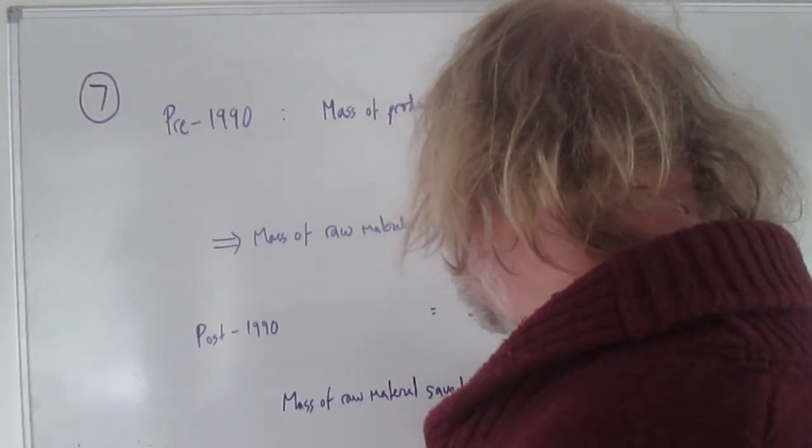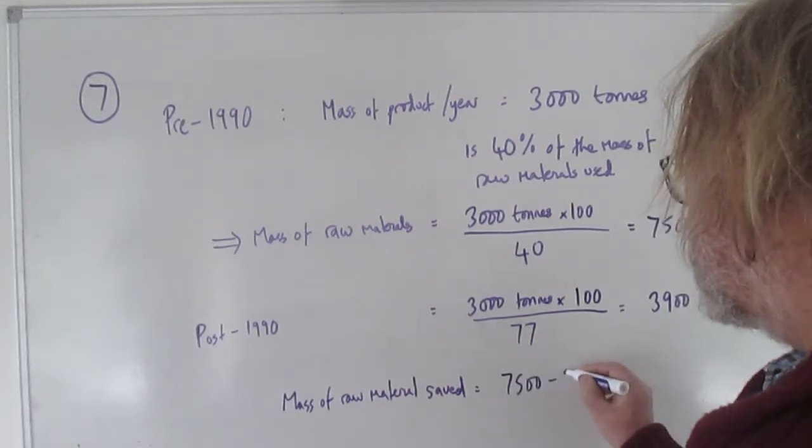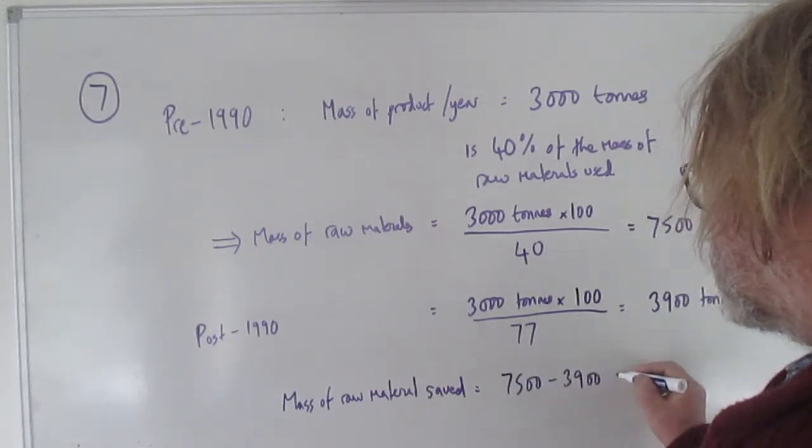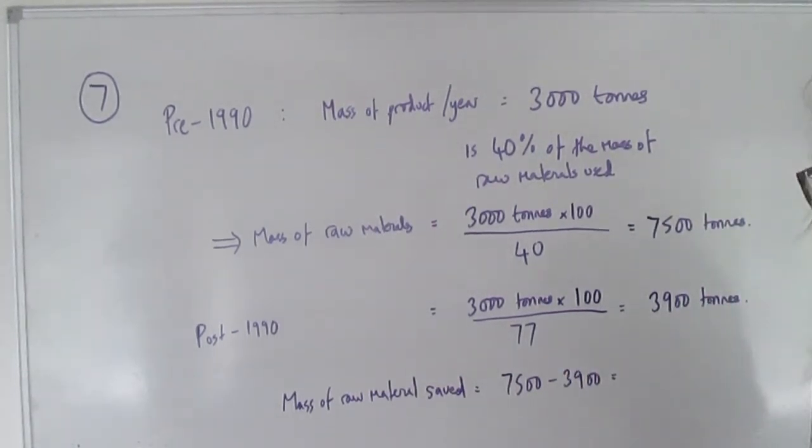And so just by subtraction we can get that the mass of raw material saved by the new process is just 7,500 minus 3,900, which is 3,600 tons per year.